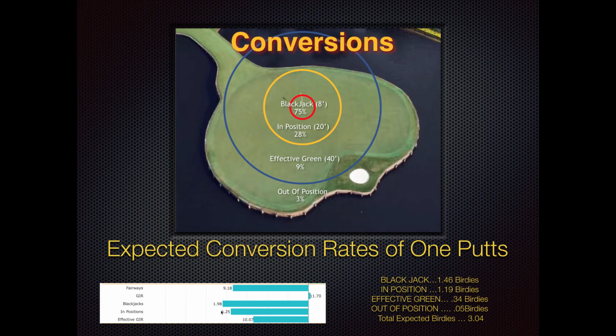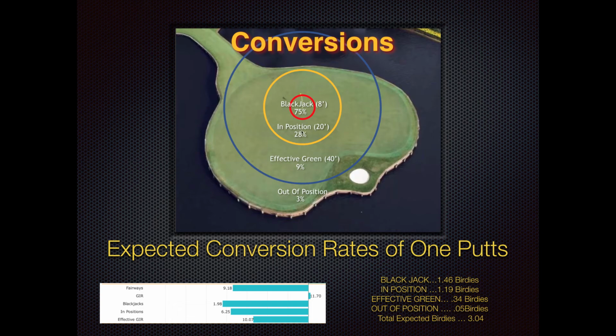So it's roughly 4 and some change. So that's roughly 1.19 birdies. Effective greens, 0.34 birdies, because again, it's 9%. And we're looking at roughly 4 putts in that zone. And then they average a little over 1 putt outside of that. So we're looking at a 0.05 birdie make from out of position.